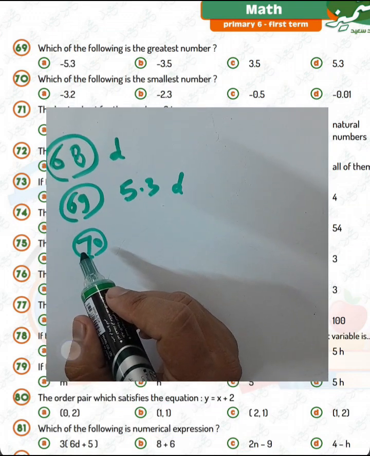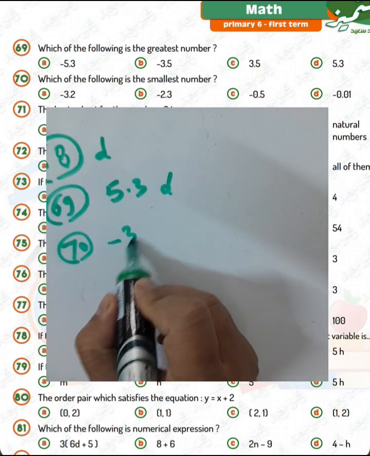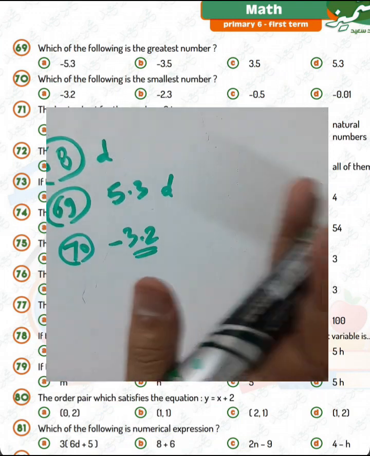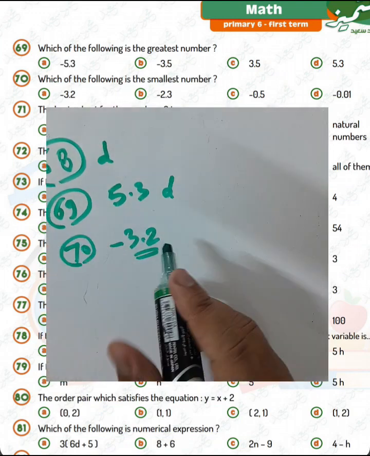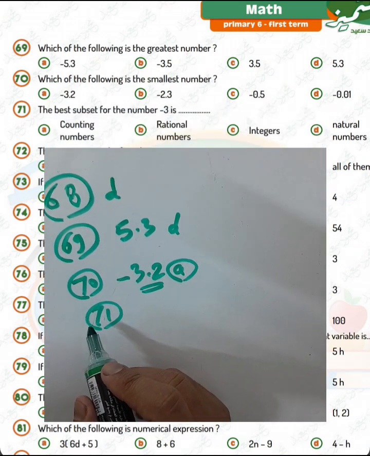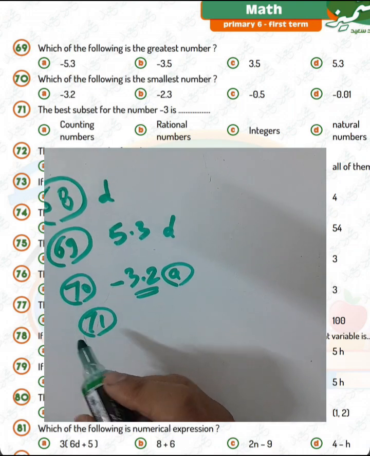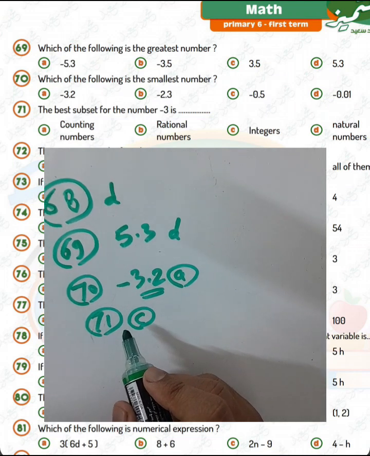Question 70. Which of the following is the smallest number? -3.2 is the smallest number because we have a long distance between this number and 0, coming to the left-hand side. Question 71. The best subset for the number -3 will be what? Integer. Choose letter C. -3 belongs to the integer numbers.